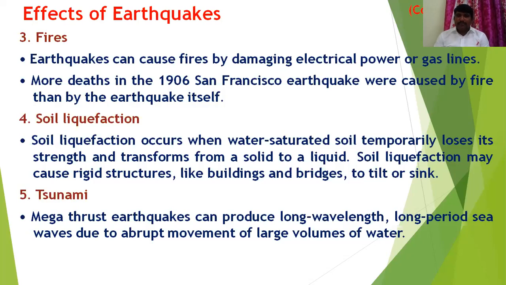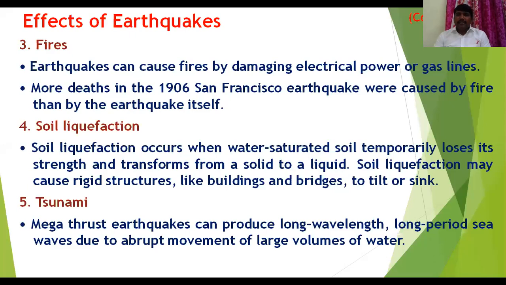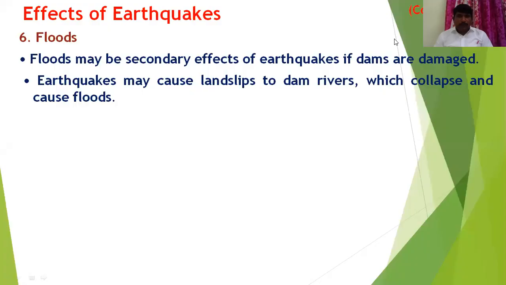The next is tsunami. The megathrust earthquakes can produce long wavelength, long period sea waves due to abrupt movement of a large volume of water. In the next paragraph, we will look at the characteristics and properties of tsunamis in the world. The sixth effect is floods. Floods may be secondary effects of the earthquakes if the dams are damaged after the earthquake takes place. Earthquakes may cause landslips to dam rivers, which collapse and cause huge floods sometimes.